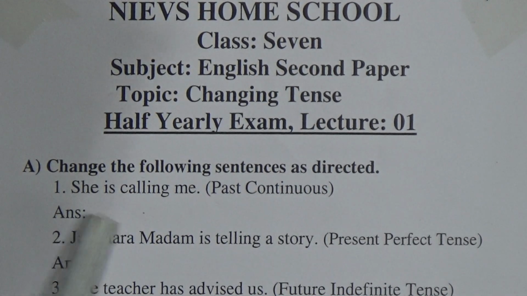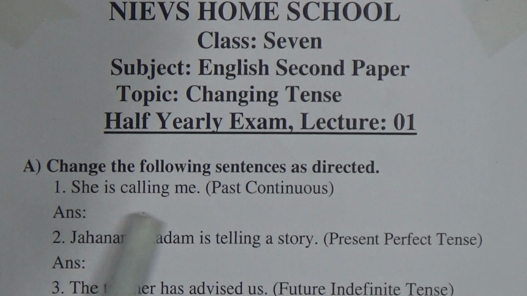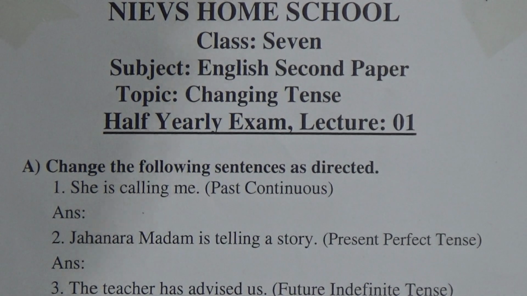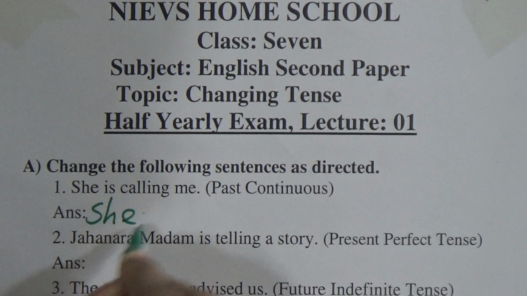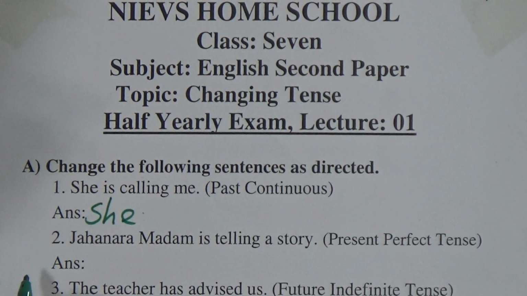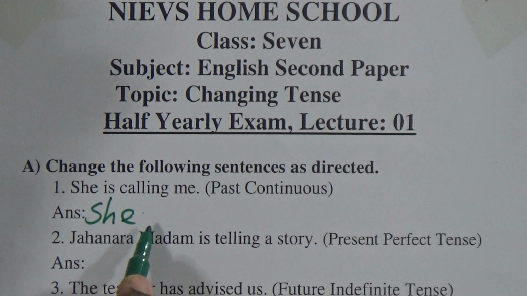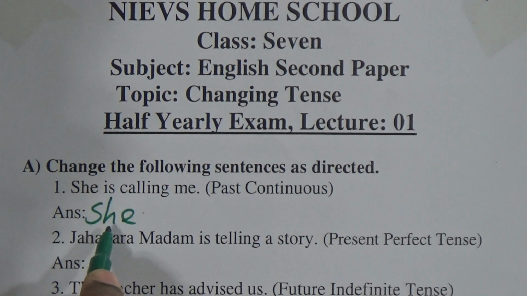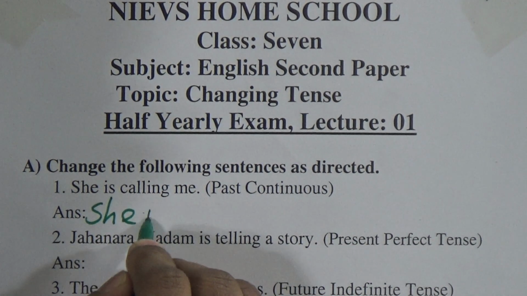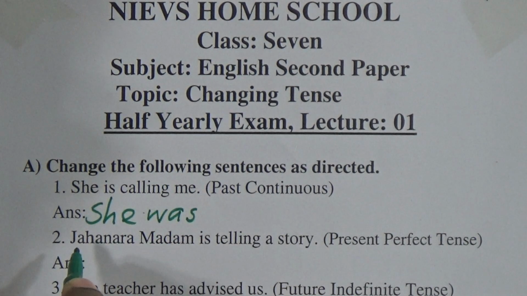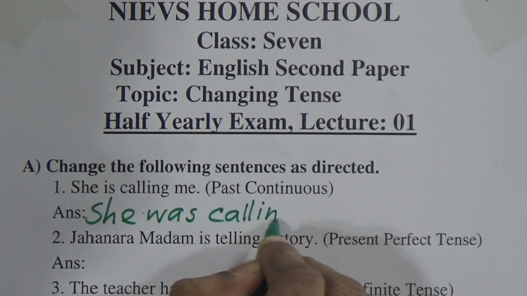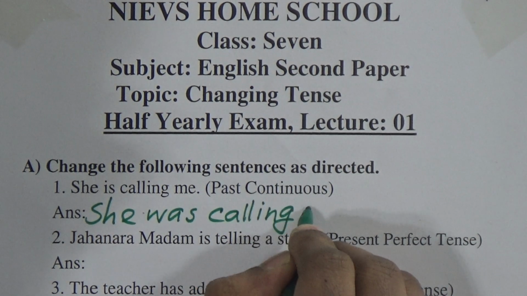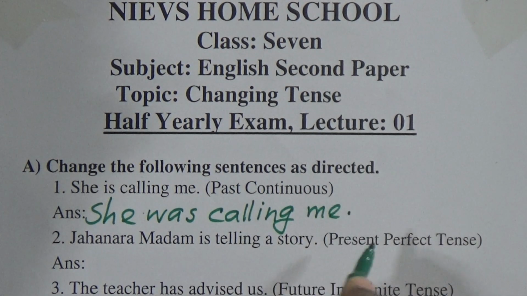She is calling me. This is present continuous tense. We have to make it past continuous tense. So what will we do? We'll take the subject first, and the past continuous tense structure: after the subject comes was or were. As she is given here, the subject was will come. She was, and then verb plus ing. So calling, she was calling, and me will remain the same.